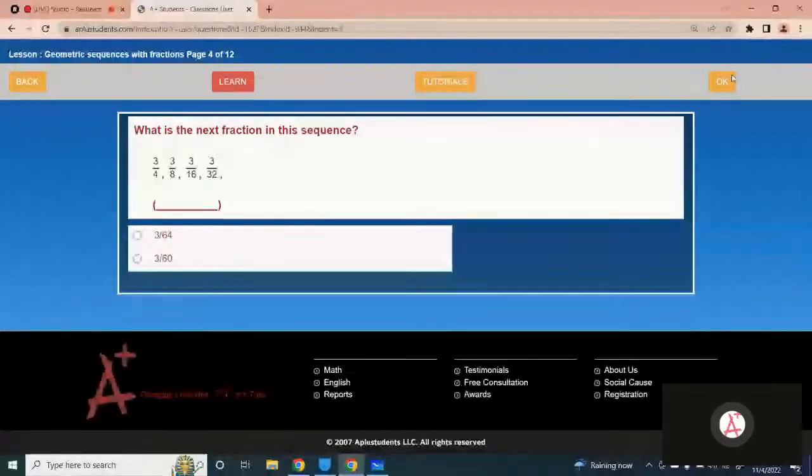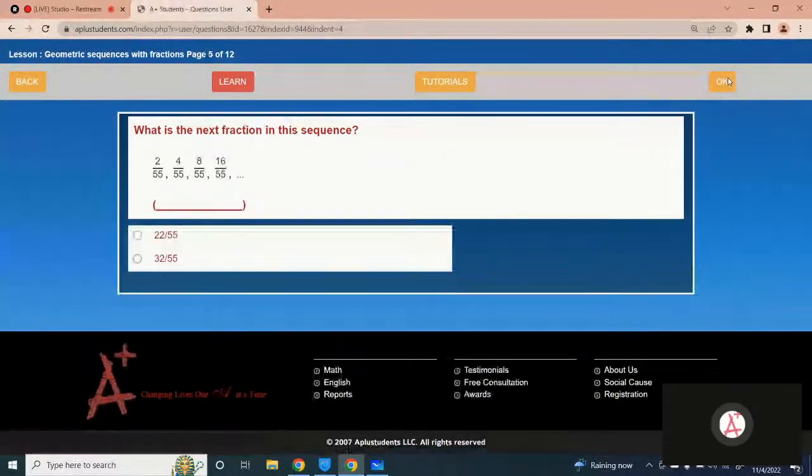Okay, the next one: what is the next fraction in the sequence? 3 by 4, 3 by 8, 3 by 16, 3 by 32. The next term in the sequence is, yes, very good. Each time the denominators are multiplying by 2. Got it? The numerator is exactly the same. The denominators are multiplying by 2. It would be 3 over 64.